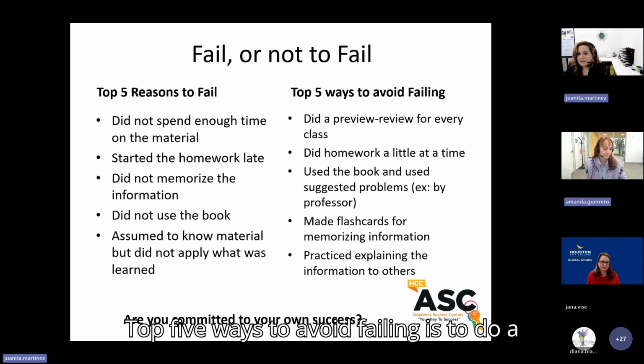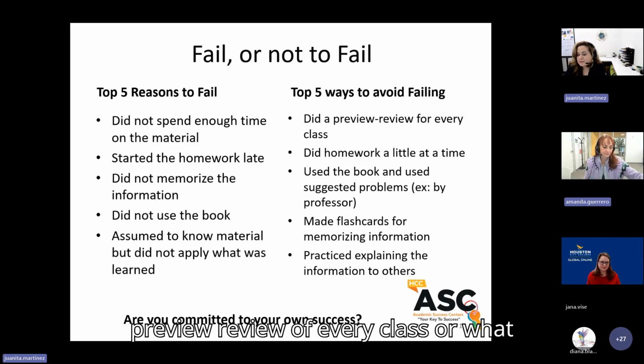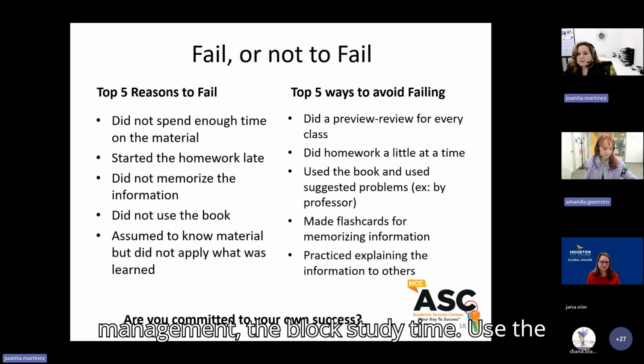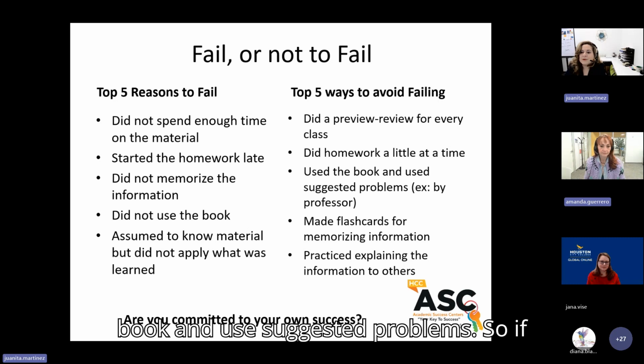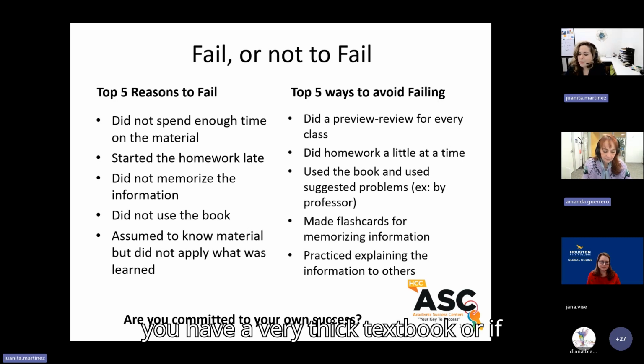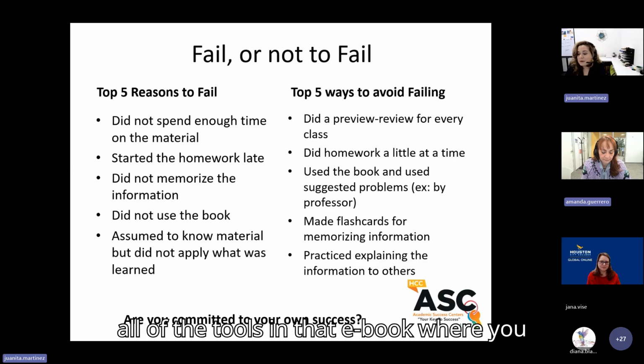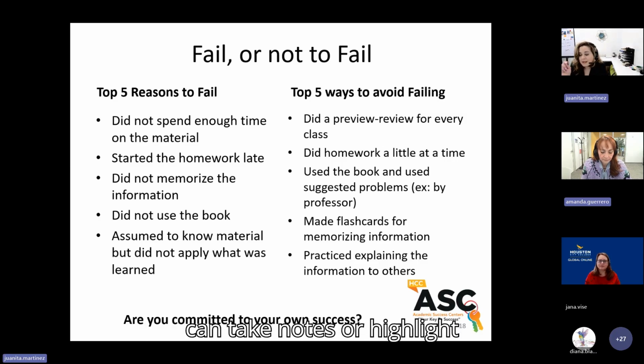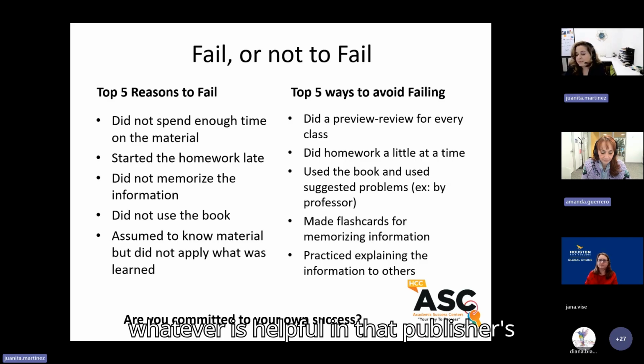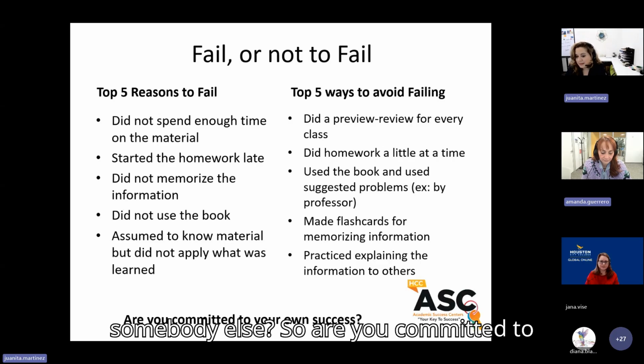Top 5 ways to avoid failing is to do a preview and review of every class or what you're reading. Do the homework a little at a time. You could use time management, the block study time. Use the book and use suggested problems. So if you have a very thick textbook or if you're using an ebook, be sure to use all of the tools in that ebook where you can take notes or highlight or whatever is helpful in that publisher's textbook. Make flashcards for memorizing information. Practice explaining the information to others. This is where you use metacognition, where you can teach the material to somebody else. So are you committed to your own success? I hope so.